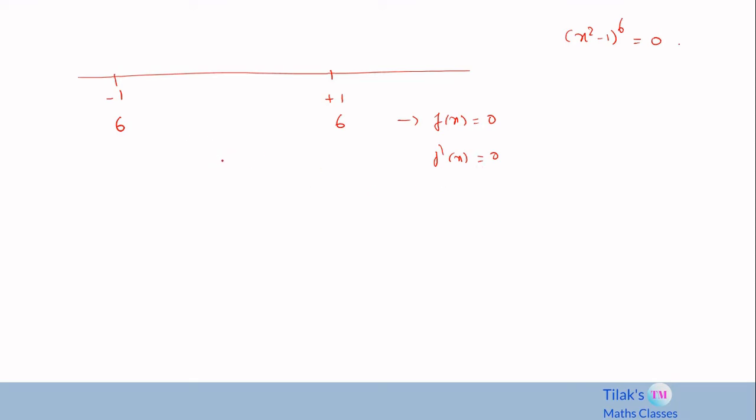So, one root I will indicate with 1, and since minus 1 is a root of multiplicity 6 for f(x) = 0, for f'(x) = 0, minus 1 will be a root of multiplicity 5. Same is the case with plus 1. So, f'(x) = 0 has a root between minus 1 and plus 1, 5 roots at minus 1 and 5 roots at plus 1.